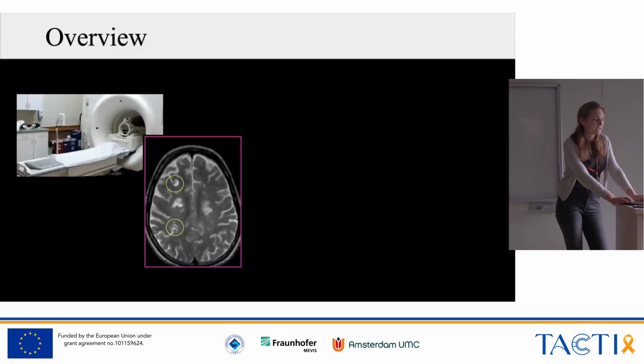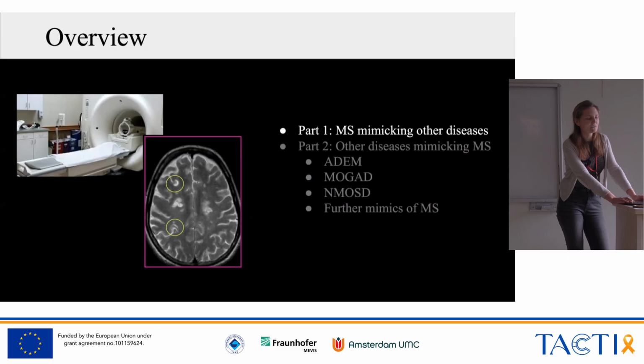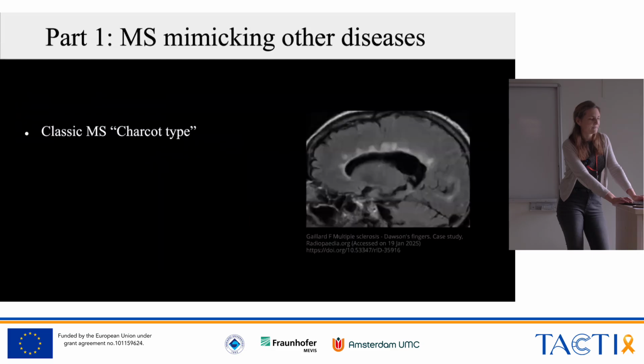So you've learned about MRI and you've learned about the diagnostic criteria, where to look. And now we look at, first in part 1, MS mimicking other diseases. So this is MS not looking as it should look, but looking like a different condition. And then we dig into part 2, into other diseases mimicking MS, which of course is very important.